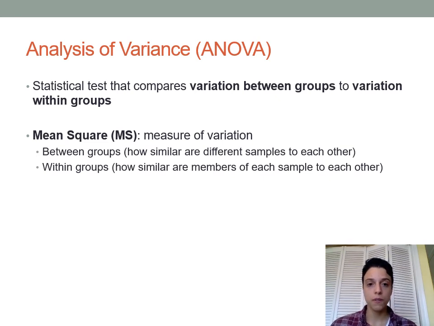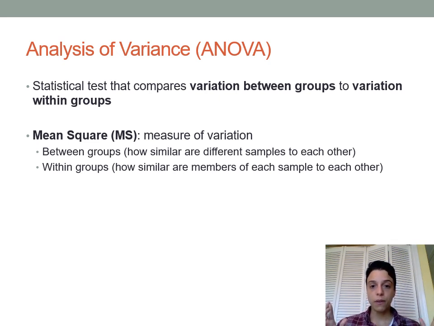Your within groups mean square tells you how similar the members of each sample are to other members in that sample. So if we were looking at White, Black, and Asian samples, you're going to have mean squares that tell you in general how similar your White people are to each other, how similar your Black people are to each other, and how similar your Asian people are to each other.